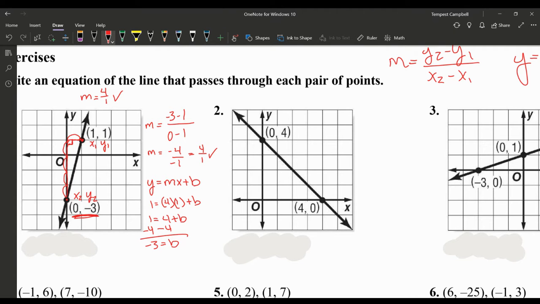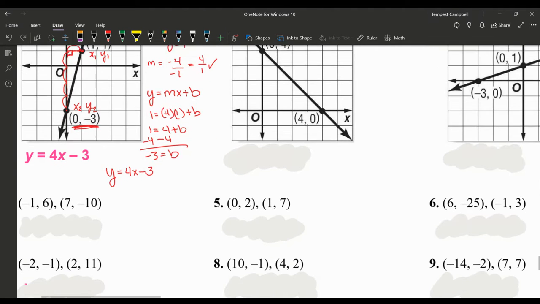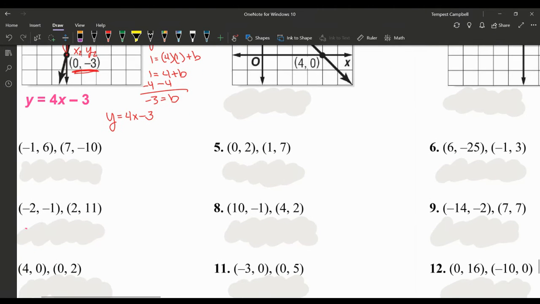Awesome. So now we just plug it into our equation. We get y equals our slope, which is 4x, minus 3. So that should be our equation. Let's check it. And that's what we get. All right, let's try some where we're just given the point.